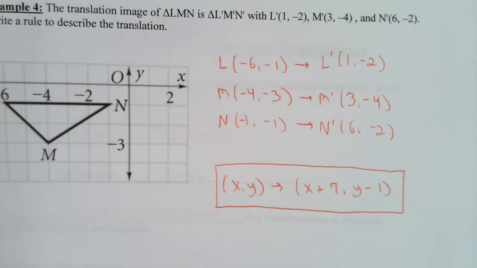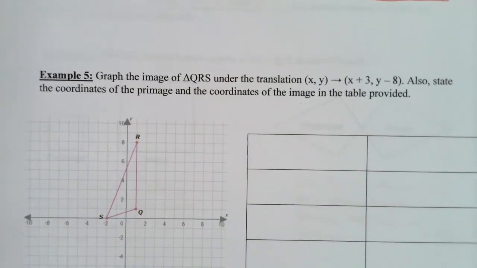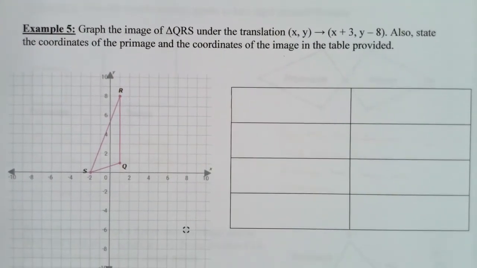All right, so one more example, and then we're done with this lesson. Graph the image of triangle RQS under the translation (x, y) maps onto (x + 3, y - 8). Also state the coordinates of the pre-image and the coordinates of the image in the table provided. So this one wants you to graph the image, and it wants you to fill out the table.